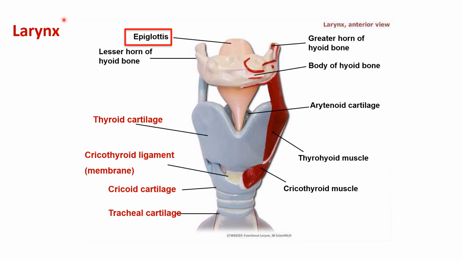Some structures of the larynx here. Certainly the epiglottis is something we've talked about before. You've got the hyoid bone here. You've got this Adam's apple, also known as the thyroid cartilage. There's a ligament here between the cricoid cartilage and the thyroid, and it's called the cricothyroid ligament.